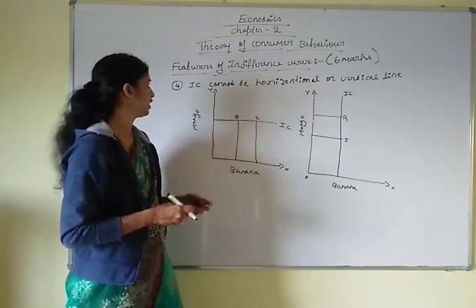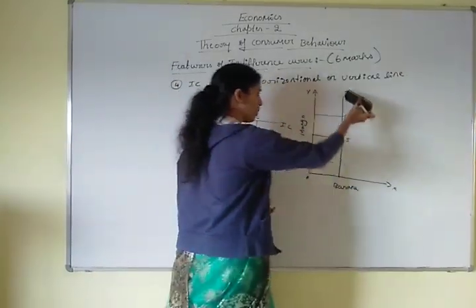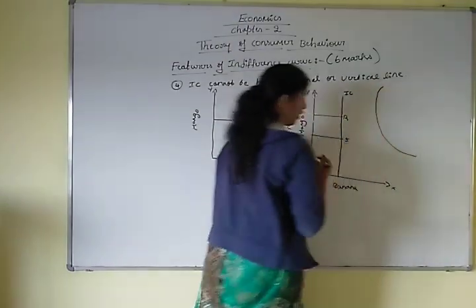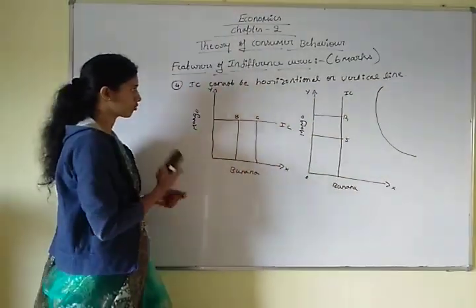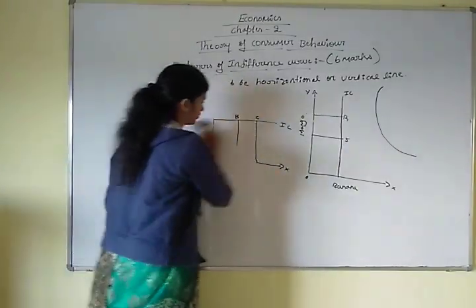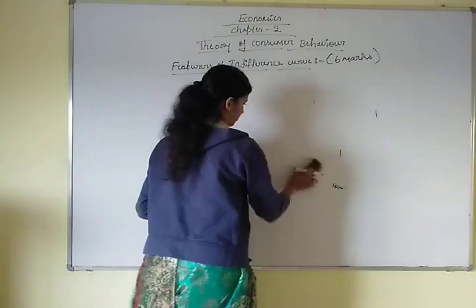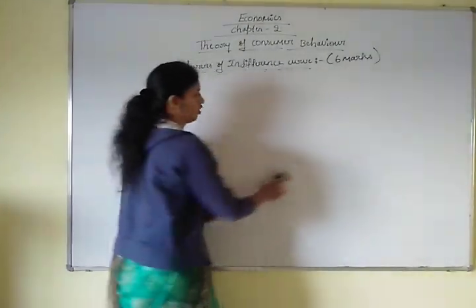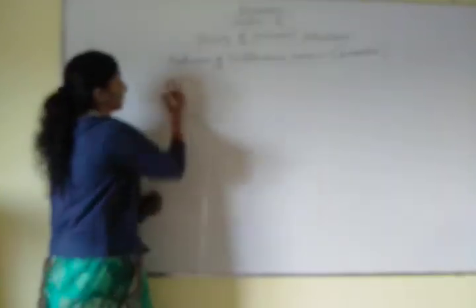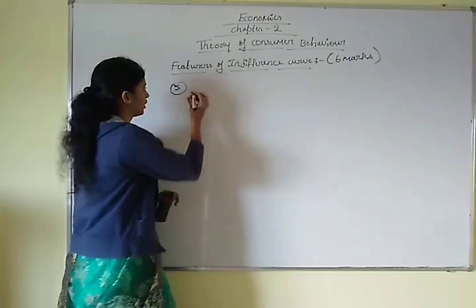So the fourth one: the indifference curve cannot be a horizontal line. This is a horizontal line. It cannot be vertical. The indifference curve always flows downward from left to right. Okay, next. Note it down. Okay, next. The fifth important feature is that the indifference curve cannot be a downward sloping straight line.